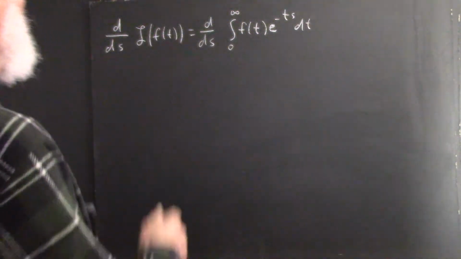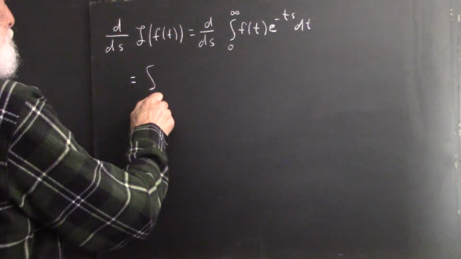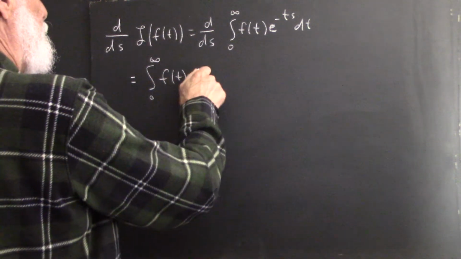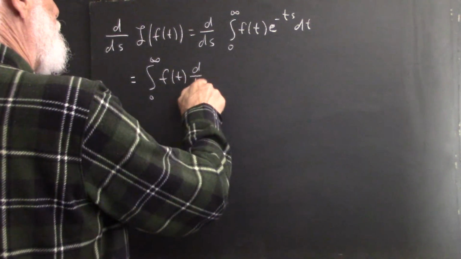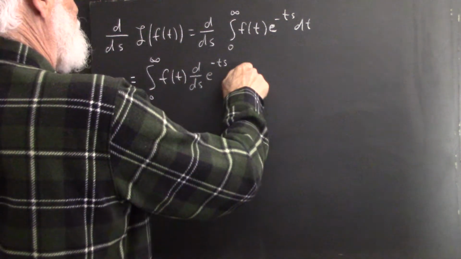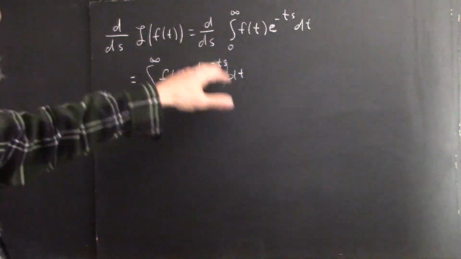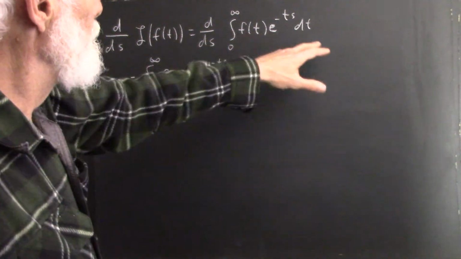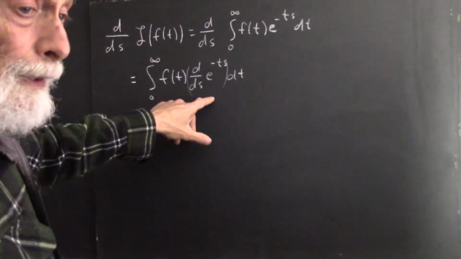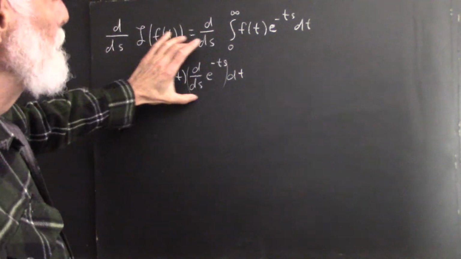So, using a little bit of second semester calculus, we can write this as the integral from 0 to infinity of f of t times the derivative with respect to s of e to the negative ts dt. And this is totally harmless. Again, s is not your variable of integration, and the limits in the integral don't depend on s. So, with respect to s, well, we can do this.